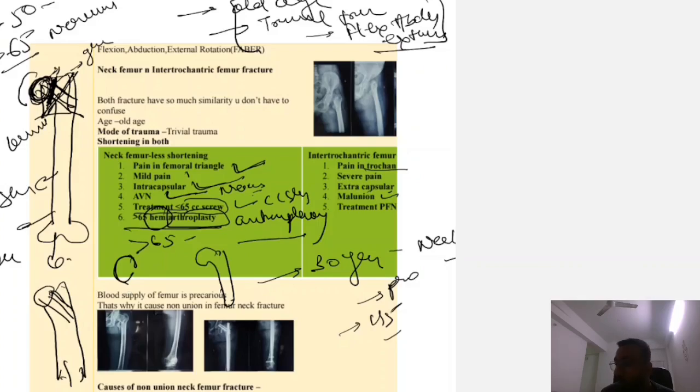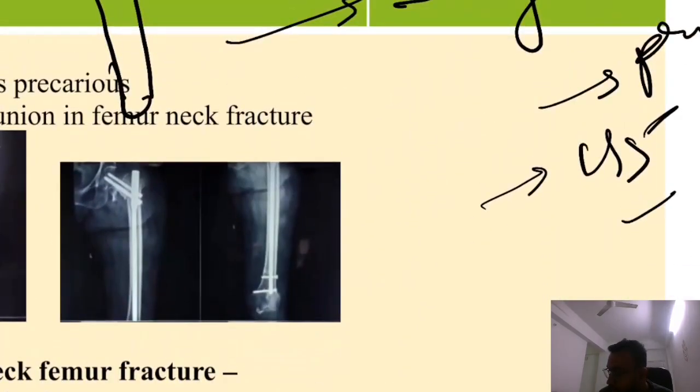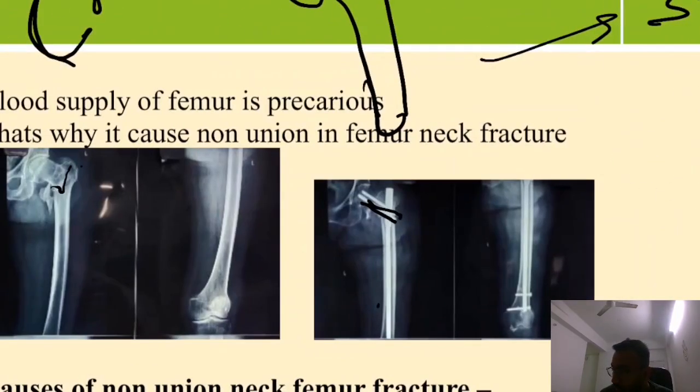Now, how will you treat the patient with intertrochanteric femur fracture? Because the blood supply is intact, we will do proximal femoral nail. So you can see this is proximal femoral nail. You have put the proximal femur nail, and you can see these two screws. So this is an intertrochanteric femur fracture. You can see this is the fracture line.